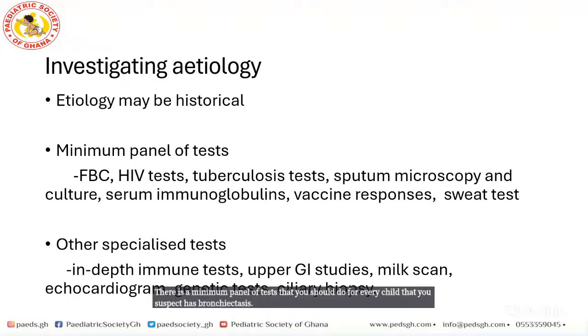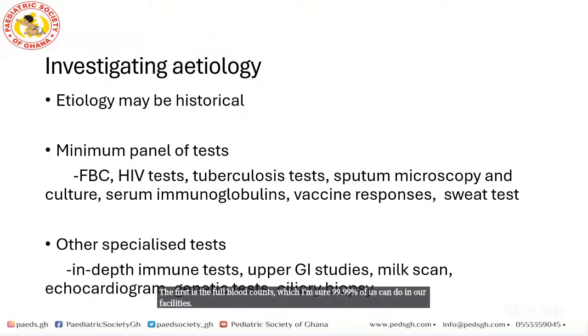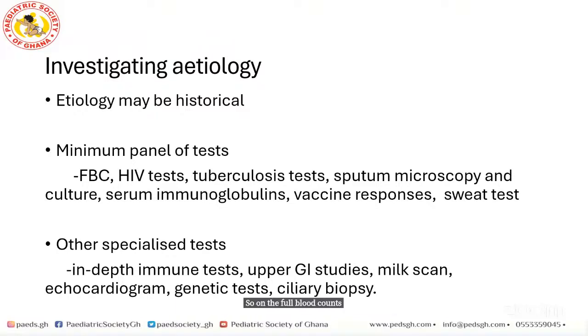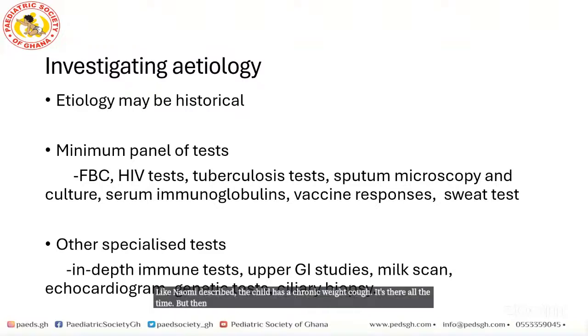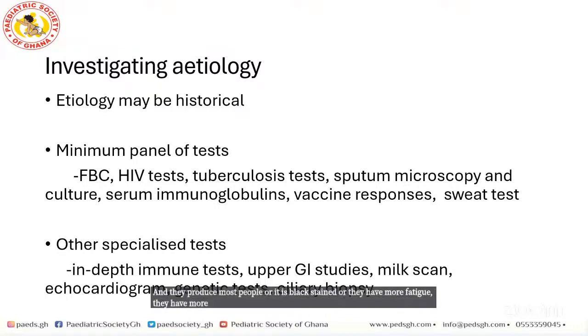The first is the full blood count, which I'm sure 99.99% of us can do in our facilities. So on the full blood count, what are you looking for? Sometimes, like Naomi described, the child has a chronic wet cough. It's there all the time. But then sometimes the cough is worse, or they produce more sputum, or it is blood stained, or they have more fatigue, they have more fever. We call that a pulmonary exacerbation.